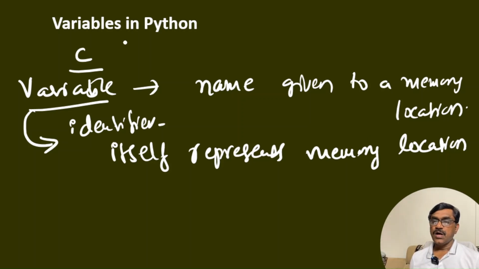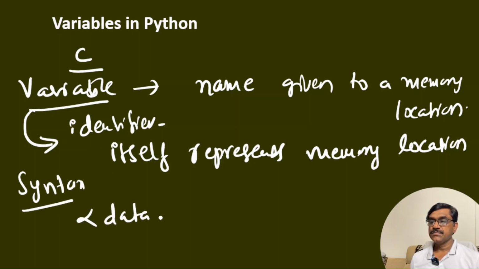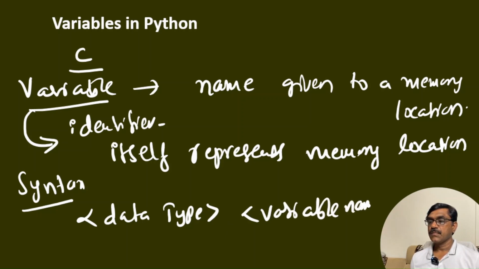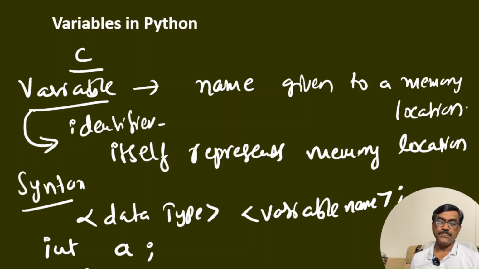Okay. Now, how to declare a variable in C? The declaration of a variable can be done using this syntax. First, we mention the data type. After that, a space, and then we give the variable name. This is the way of declaring a variable in C. For example, the data type we are using is int and the variable is a. That means in my C program, I want to use a variable a and store only integer values in the variable a.